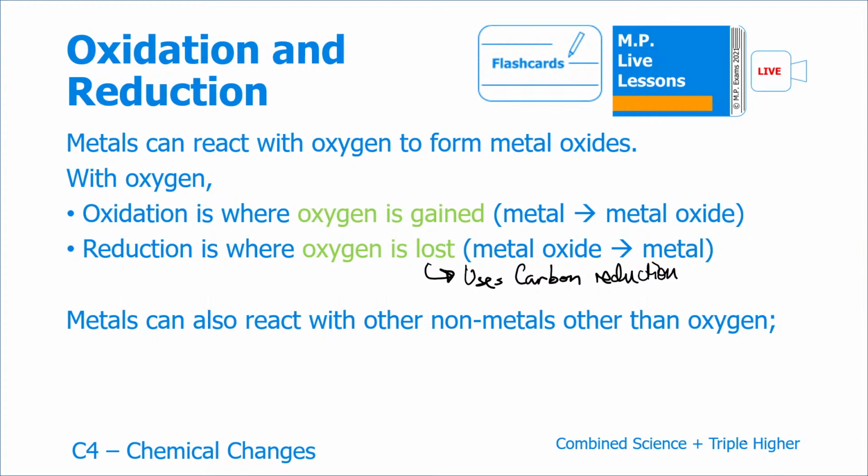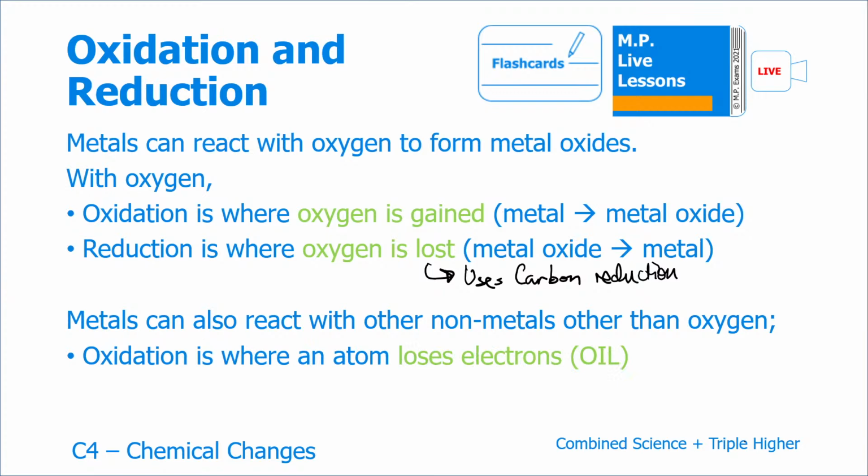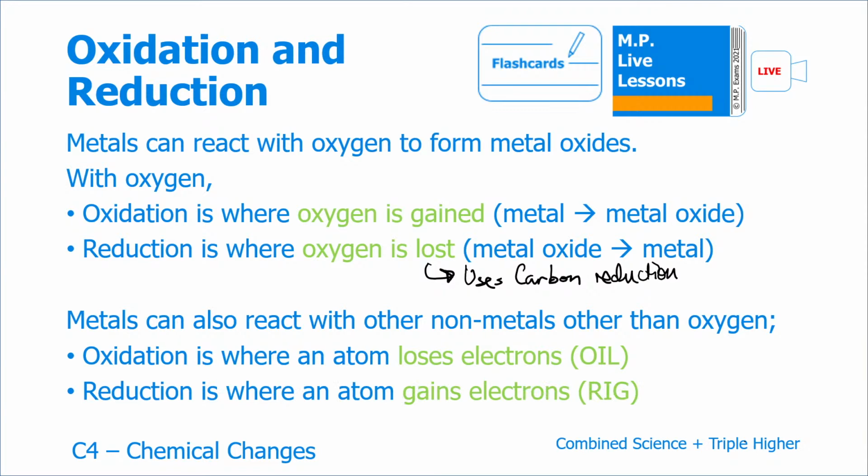Metals can also react with other nonmetals other than oxygen, for example, chlorine, fluorine, sulfur. This time, oxidation is where an atom loses electrons, and reduction is where an atom gains electrons. And if you remember, you can use the keyword OIL RIG. So oxidation is loss, and reduction is gain.